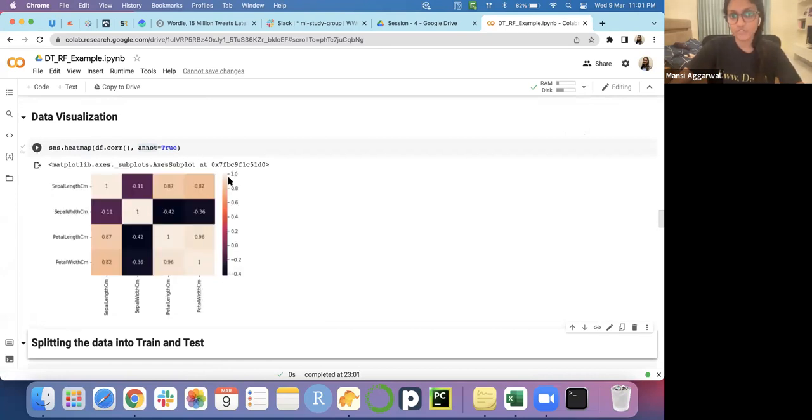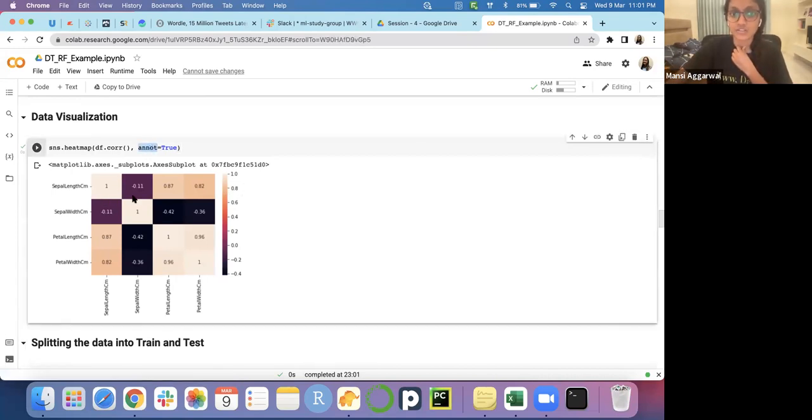All right, so obviously this color bar, this heat map also shows you, but if you want a more holistic view, otherwise you'll have to see which color belongs where and all that, adding the annotations will give you the numbers. So obviously this diagonal is the correlation of the column with itself, that is obviously 1.